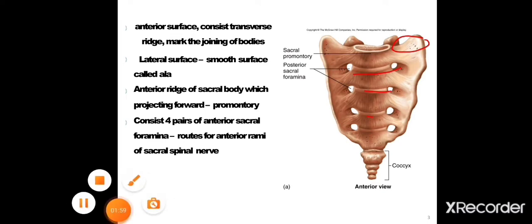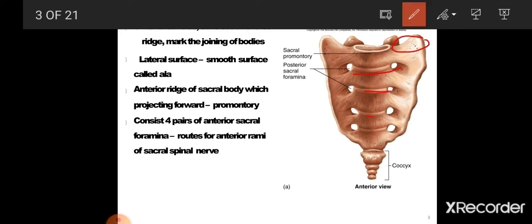The anterior ridge of the sacral body which projects forward is known as the promontory. So the sacral promontory is formed by the anterior border of the body of the first sacral vertebra. So this is the promontory.